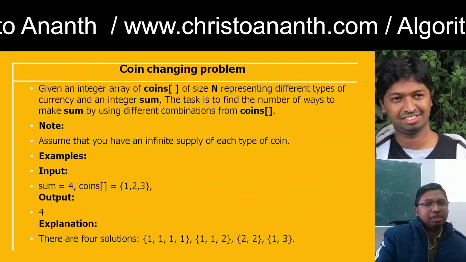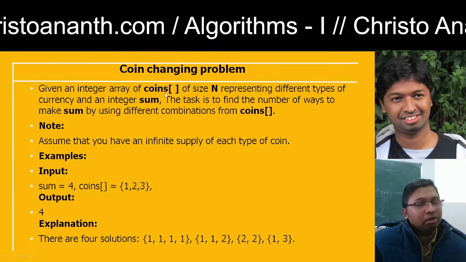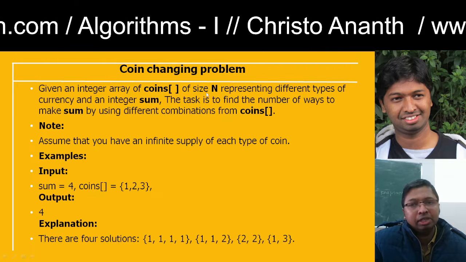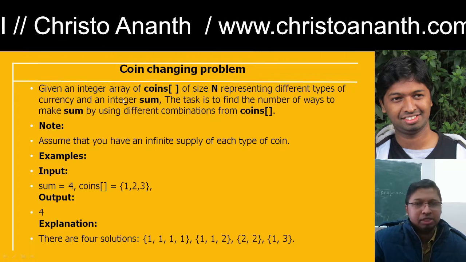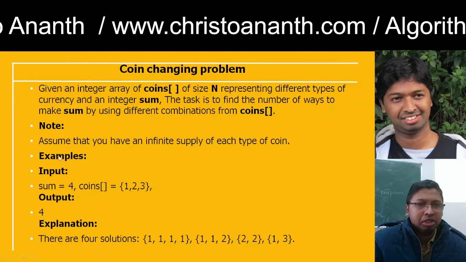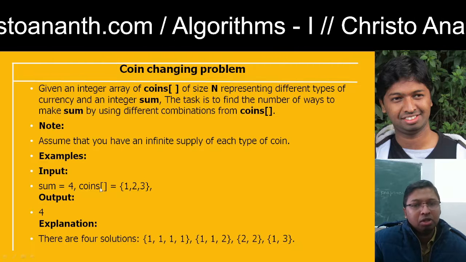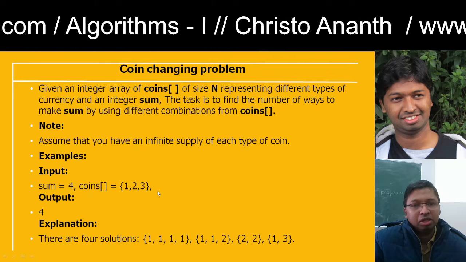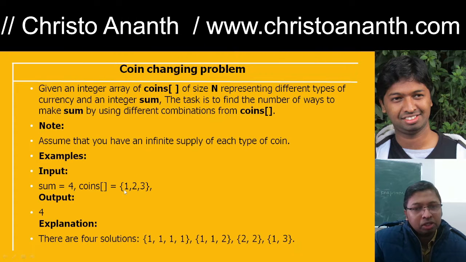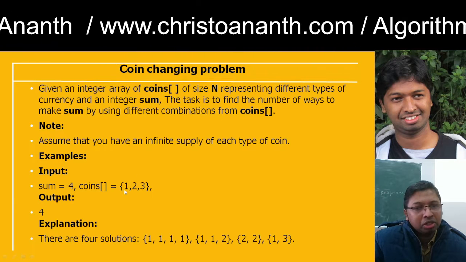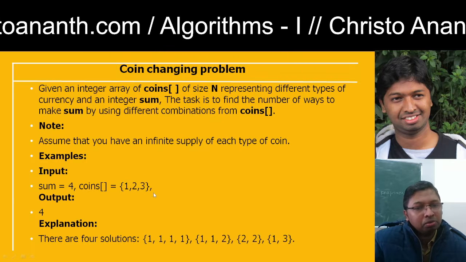So next is the coin changing problem. We'll be having an integer array of coins, with a size of m, so different types of currency, and an integer sum. Maybe you have an infinite supply, like sum is equal to 4, coins is equal to 1 2 3. So maybe you can go with 3 plus 1, that's one solution.